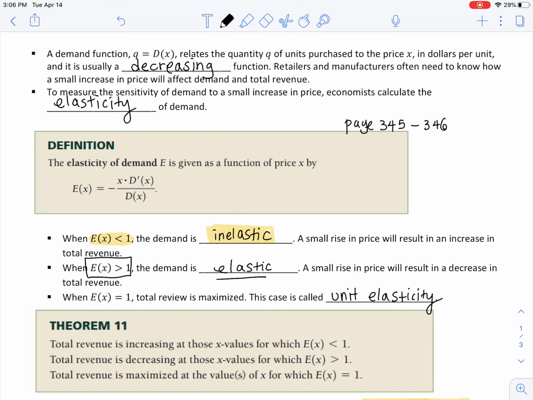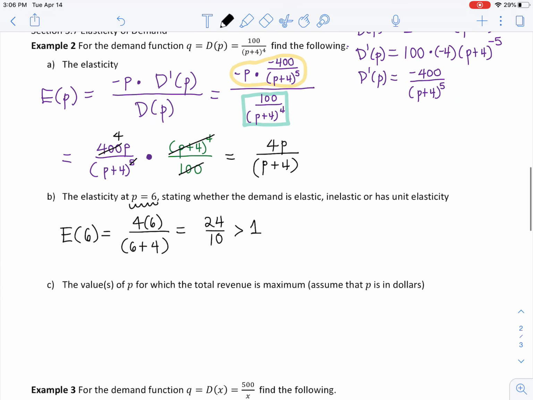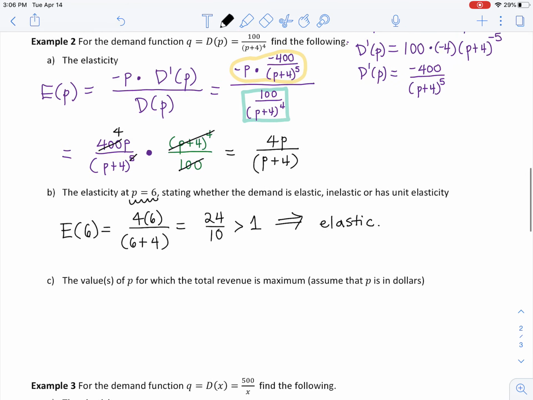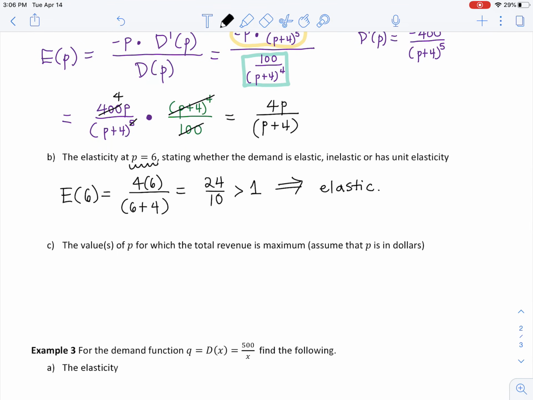Remember, if the elasticity comes out greater than 1, then the demand is elastic. Okay, the demand is going to be elastic. This implies elastic demand. So a small increase in price will result in what? A decrease in the total revenue.